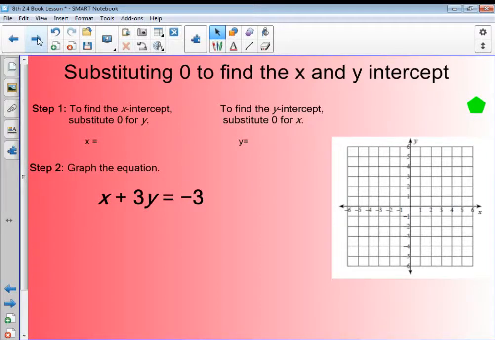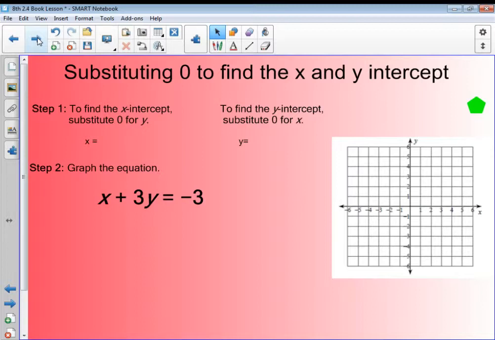Yesterday we worked with graphing standard equations and solving for y. Today we're going to work on substituting in 0 to find our x and y intercepts and being able to graph our equation in that format. So our first step is to find our x-intercept.